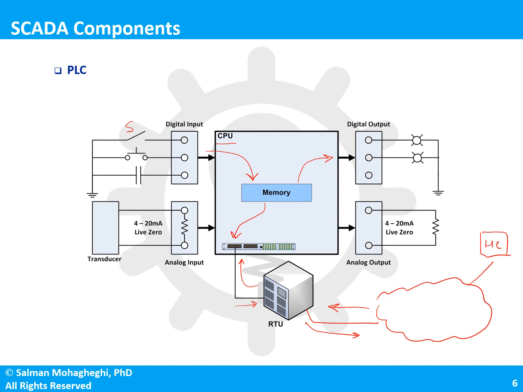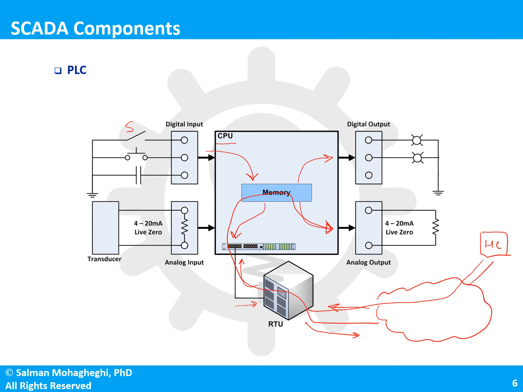Or it could be an analog output. For example, imagine there is a set point that you want to send to a generator, saying that it needs to generate so many megawatts. So this would be a signal that will come from the host computer through the RTU, will go to the PLC, and the PLC applies it to that particular generator.